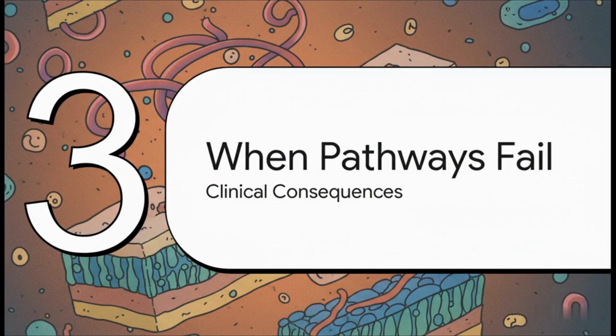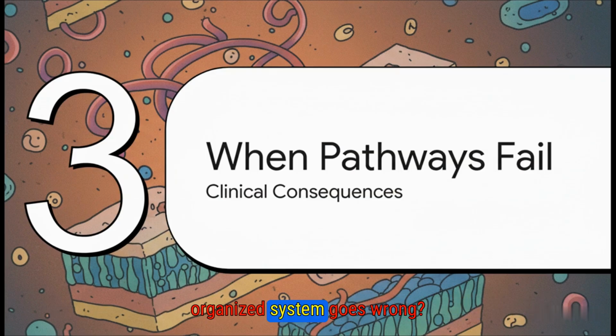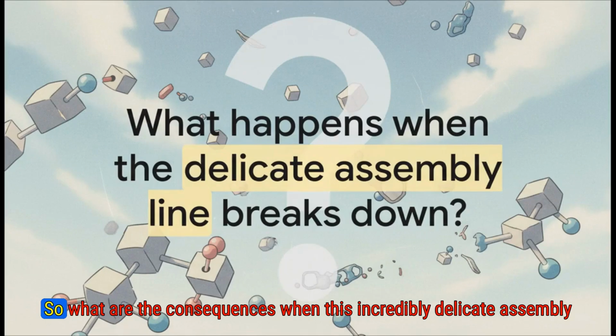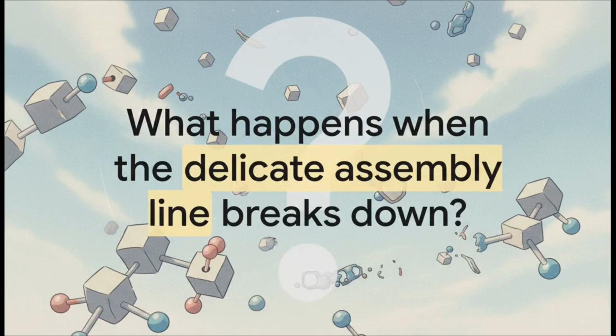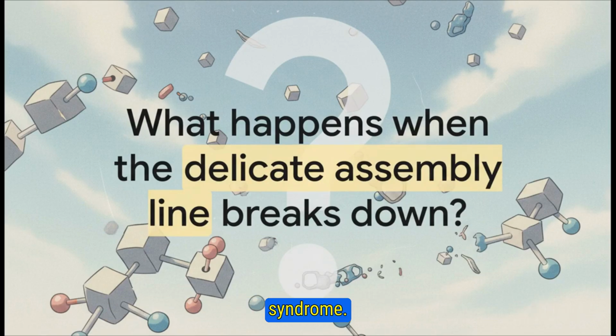All right, now we get to the core of why all this biochemistry matters to you as a future doctor. We've seen the architects, we've toured the assembly line, but what happens when that perfectly organized system goes wrong? This is where the textbook hits the bedside. So, what are the consequences when this incredibly delicate assembly line breaks down? Let's take a look at a major clinical example: respiratory distress syndrome.